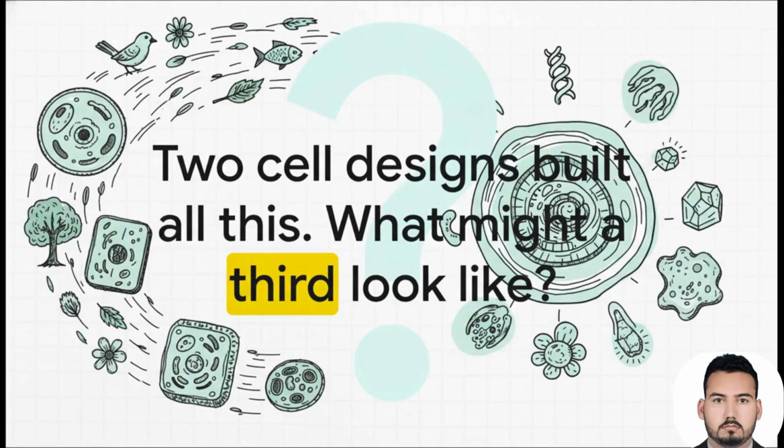From just 2 fundamental designs, you get everything from a blue whale to a redwood tree, the entire visible living world. It just shows how a few key evolutionary decisions can change everything. It does make you wonder, though, was this the only way? What could a third path have looked like? What other incredible cellular machines might have been possible?